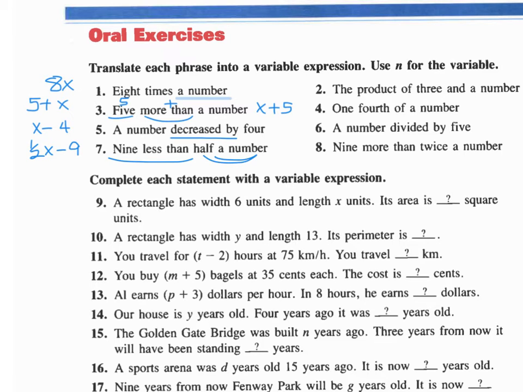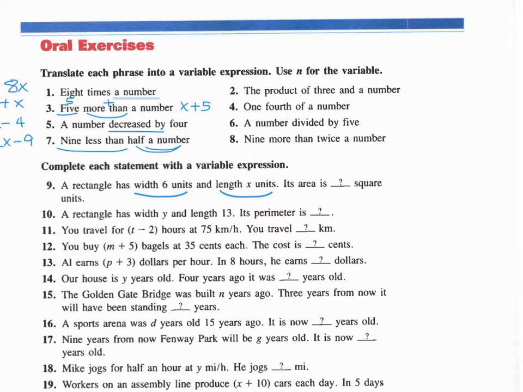All right, let's try working with some of these formulas here. It says to complete each statement with a variable expression. So here it says a rectangle has a width of 6 and a length of X. So again, remember your formula for area is L times W. So if my width is 6 and my length is X, what would be the area? 6X. 6X. Everybody see that?